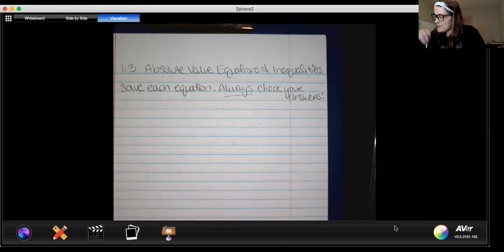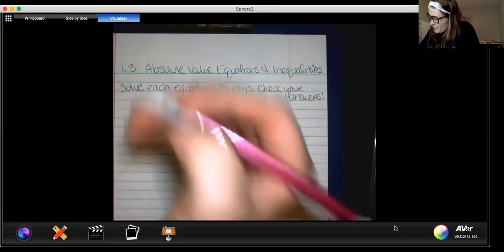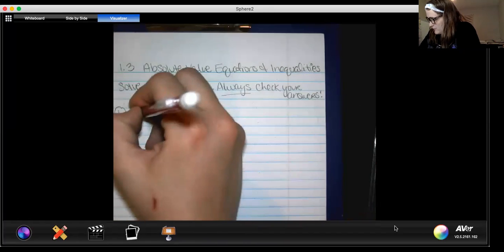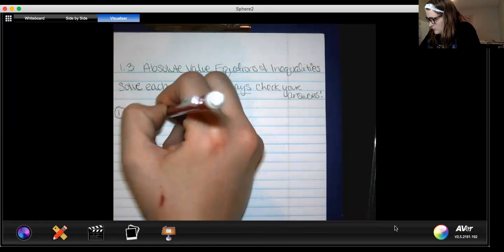So we have lesson 1.3, which is absolute value equations and inequalities. You are going to solve each equation and you are always going to check your answers. That doesn't necessarily have to be a physical writing of checking your answers, but you should be mentally checking or using your calculator to check. So number 1, the absolute value of negative 4x equals 32.